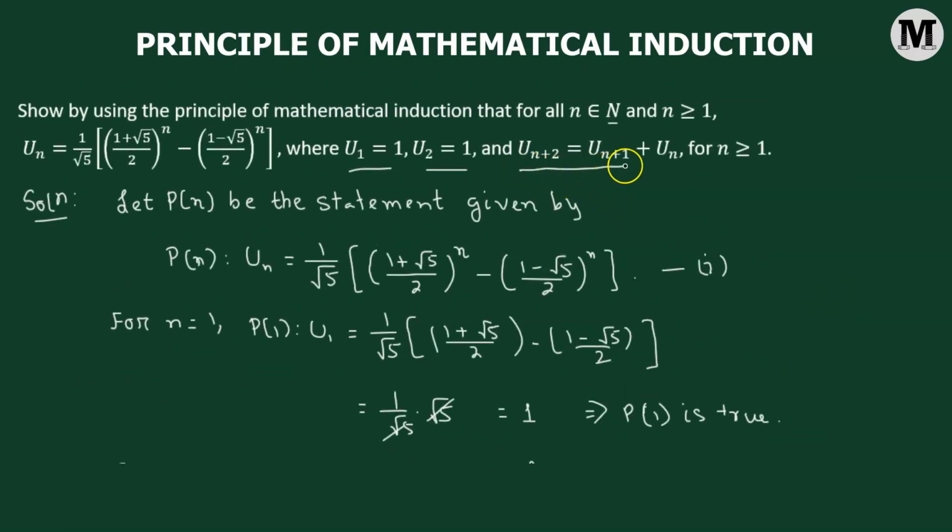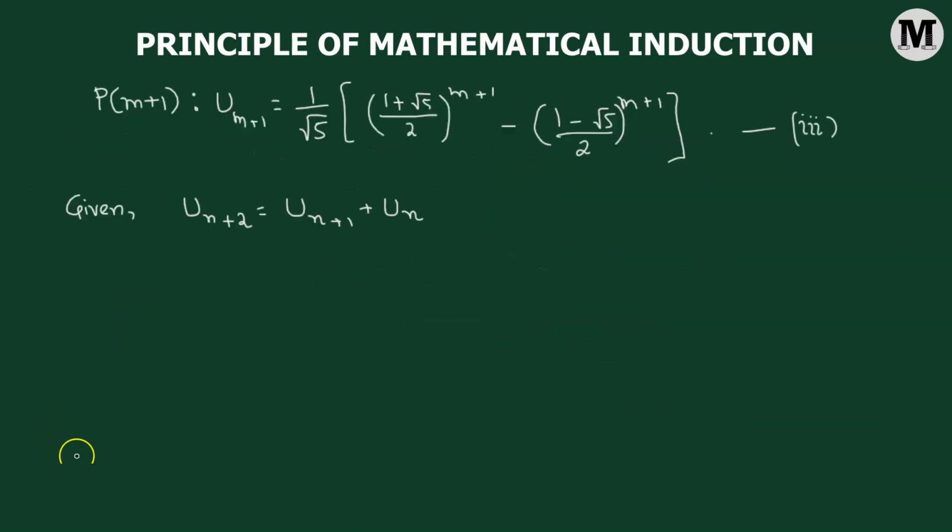Here it's given that u of n plus 2 equals u of n plus 1 plus u of n. This was originally given to us in the problem, but we're going to replace the index n with m, such that we have u of m plus 2 equals u of m plus 1 plus u of m. Now, since we want to verify P of m plus 1, we need u of m plus 1.